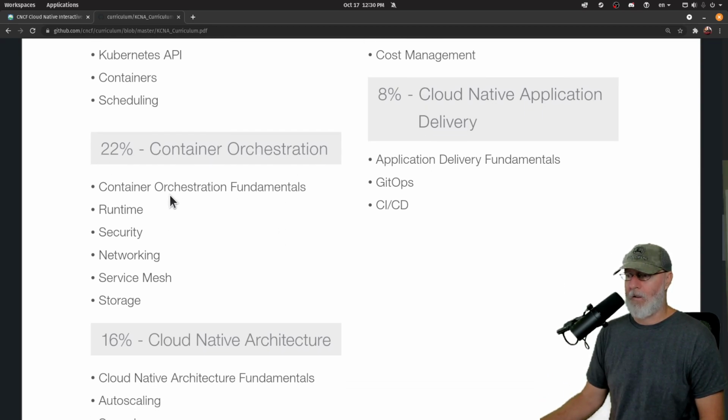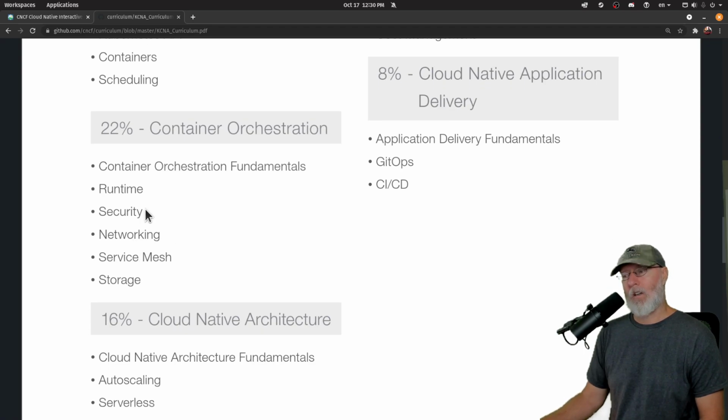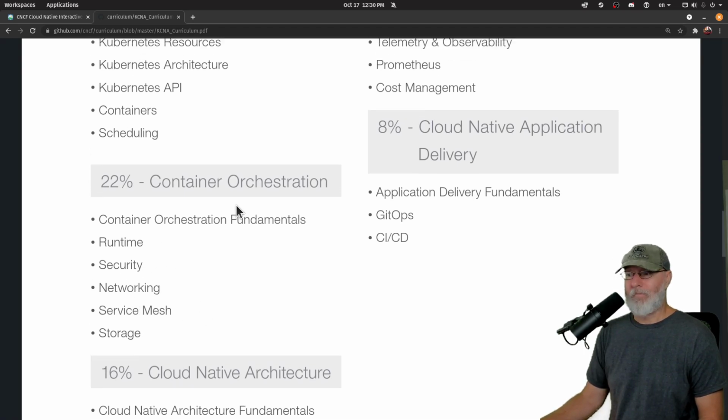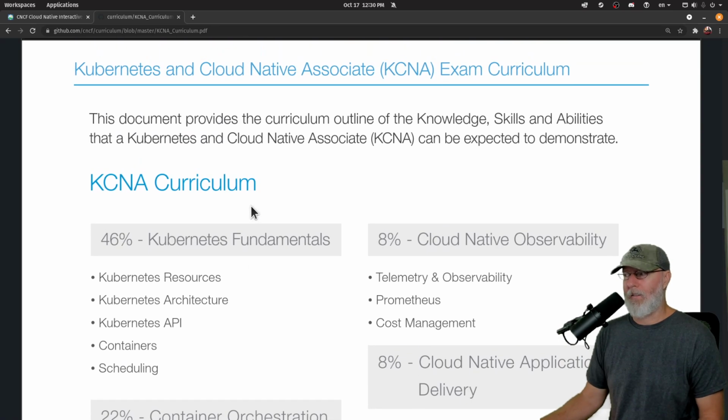So then we have container orchestration, runtime security, networking, service mesh, storage. Okay, so we know from having read about it that we don't have to do it, right? This document presents a curriculum outline of the knowledge, skills, and abilities, the KSAs, that a Kubernetes and cloud native associate can be expected to demonstrate. I don't know what's up with this 'and.' Kubernetes and cloud native associate. I guess that means that it's not just Kubernetes.